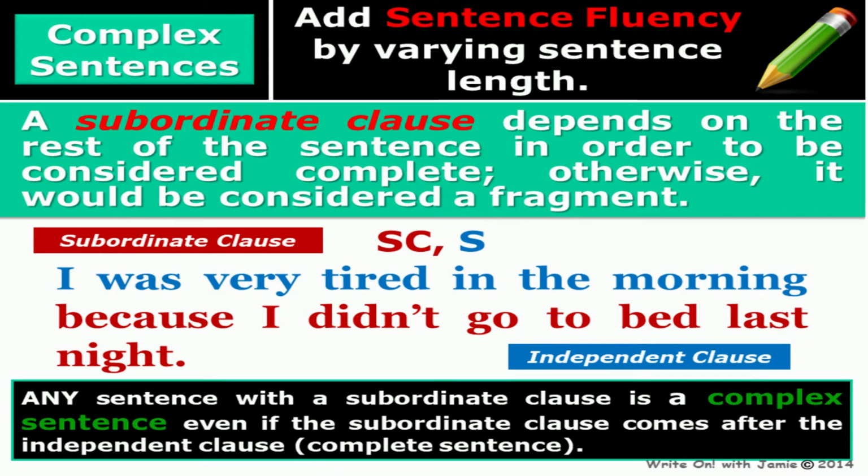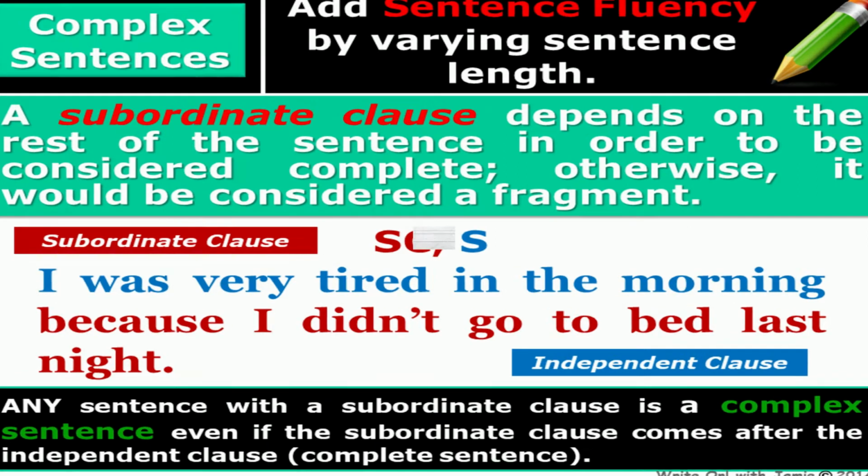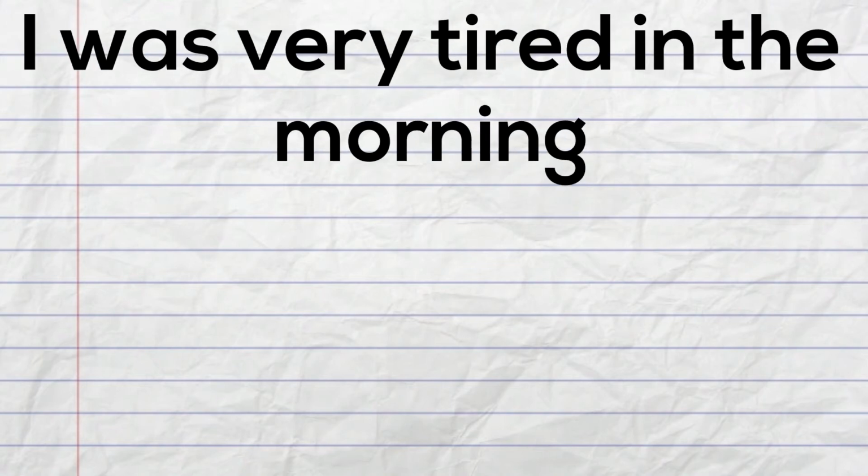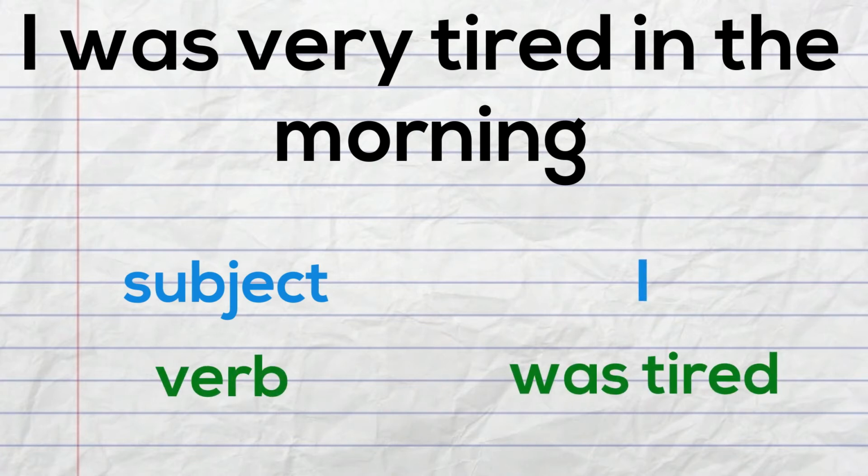Let's take a look at this example of a complex sentence to identify both the independent and the dependent or subordinate clause. I was very tired in the morning because I didn't go to bed last night. The independent clause, I was very tired in the morning, contains a subject, I, and a verb, was tired, and could stand alone as a sentence.